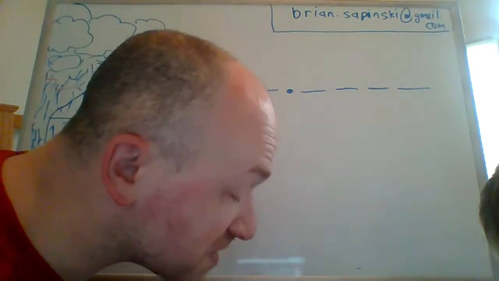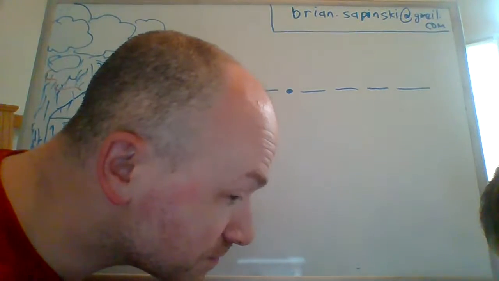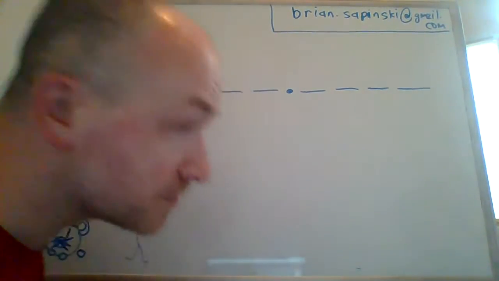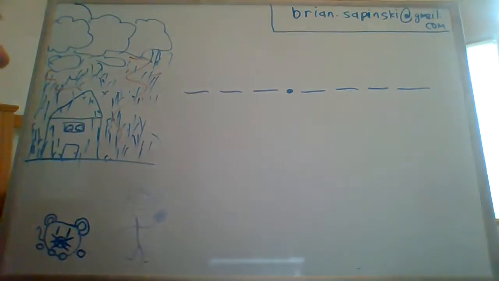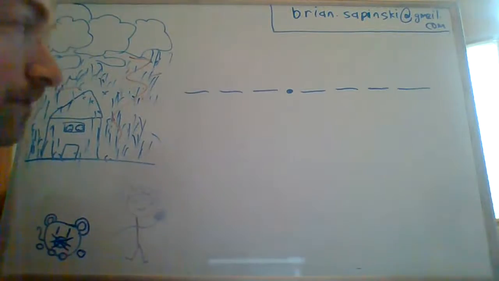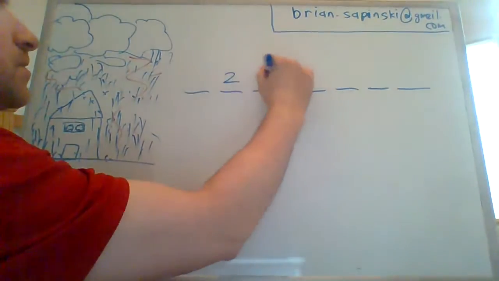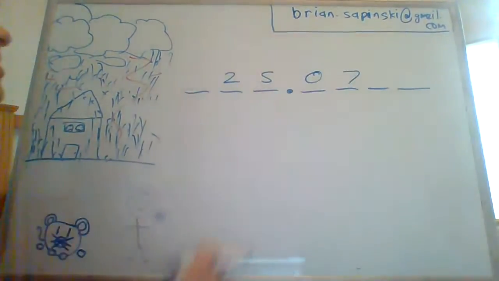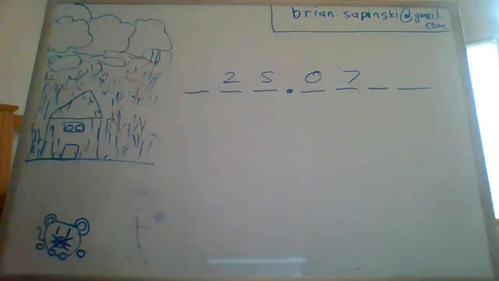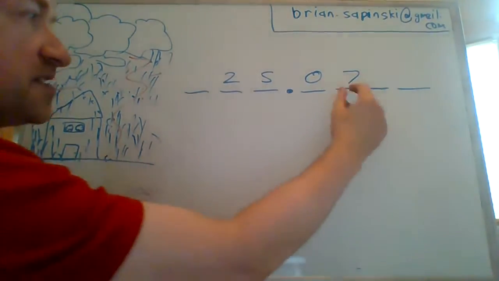What's the next number say while we're waiting? While you're typing that in, read the next number. Okay, 25.07. 25.07. Okay, and what does it want to know? The digit of the 7, which is the hundredths. Okay, it's in this position.